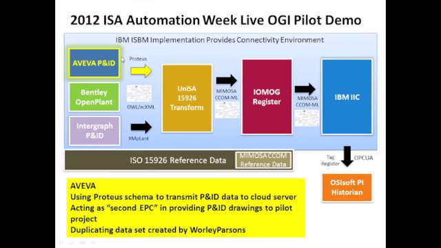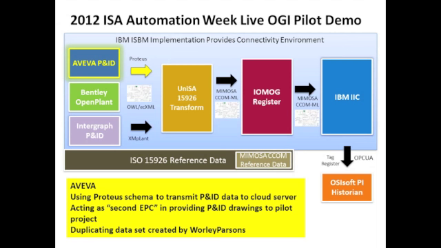As Alan had mentioned, there are several different PNID vendors and other vendors participating in this exercise, just to show how interoperable we all are. AVEVA is acting as the second EPC in providing PNIDs to the pilot project, in effect acting as a project with multiple contractors would be. So there may be multiple formats of PNID, but in the end, we want all the data to end up in the proper place. So AVEVA is using as its output the Proteus format.